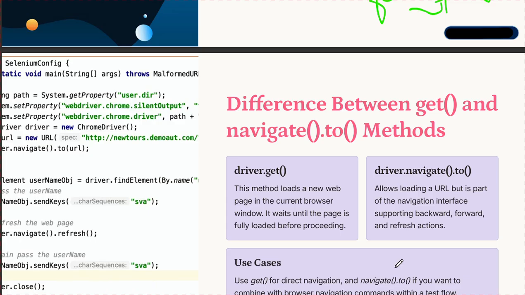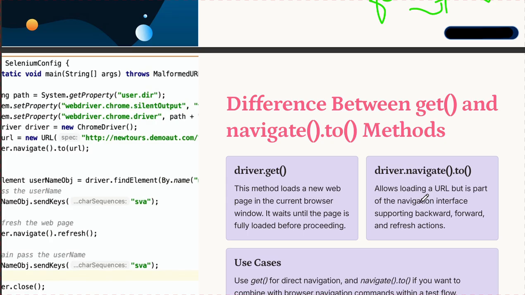As for the internal working of the driver.get method, it opens the given URL and waits until the page is fully loaded. But driver.navigate.to opens the URL and allows additional navigation options like back, forward and refresh. Meaning driver.get waits until the page loads, but driver.navigate.to doesn't wait until the page loads.